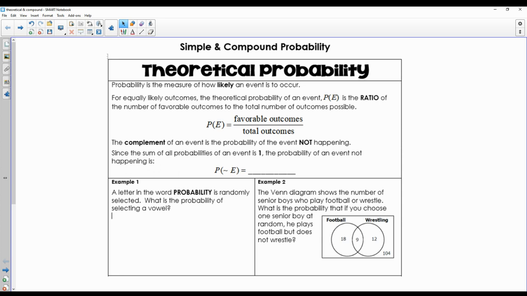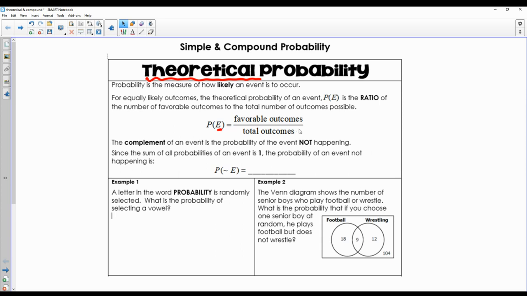The first 2 topics that we're going to cover in this lesson are theoretical probability and compound probability. So theoretical probability is basically the probability you've been doing since you started doing probability. So we write it like this. We say the probability of an event happening. So this is our event. That's our E. And notice we usually write it with a capital letter.